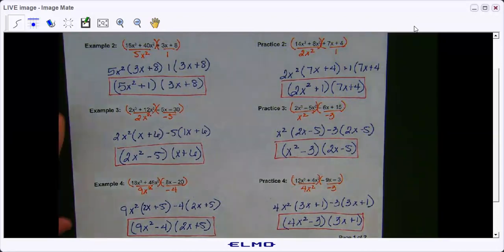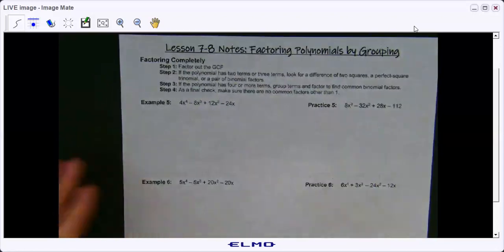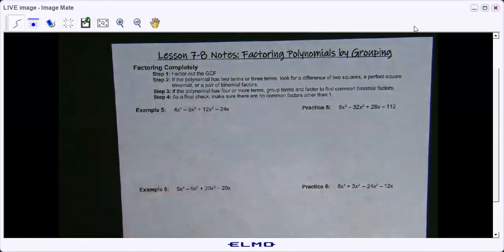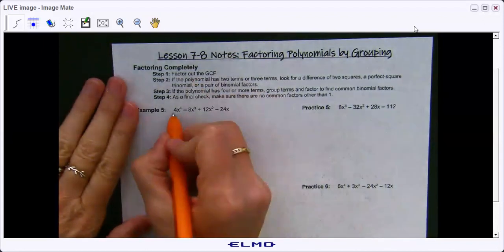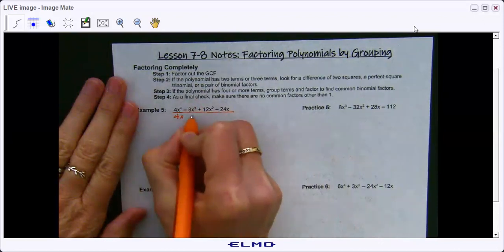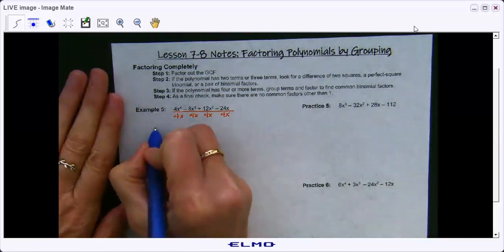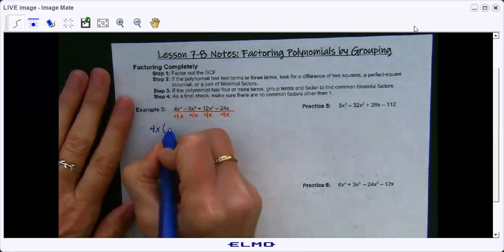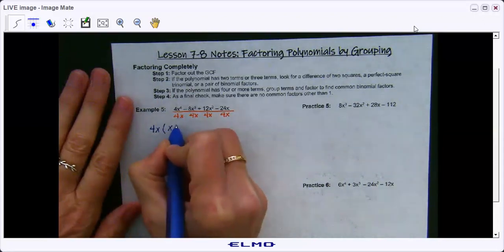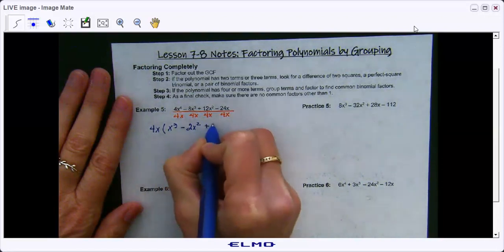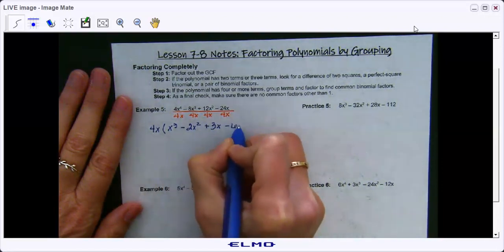Okay. All right, let's go ahead and go to the back. So on this side, what you're going to do is factor out the GCF first before you do any other factoring. Okay, so if you look at this whole thing, what is the greatest common factor? 4x. Yeah, so on all of these, you're going to factor out a 4x. Okay. So when you do that, you end up with 4x times x cubed minus 2x squared plus 3x minus 6.